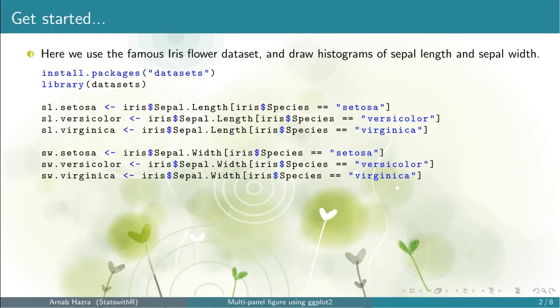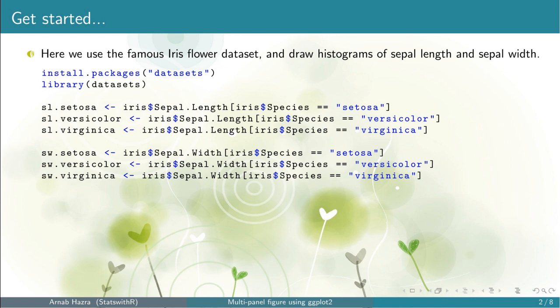Let's begin. Here we consider the famous iris flower data. The data is available in the package datasets. So first we install that package using install.packages and call the package into R using library. In case you have your data in an Excel sheet, load your data into R and store them into different vectors. We have discussed loading data from Excel sheets in other videos.